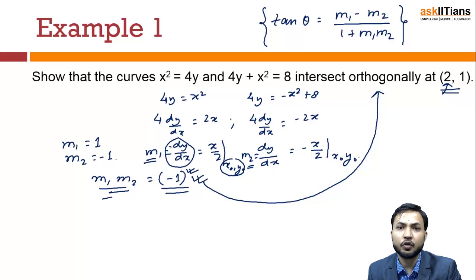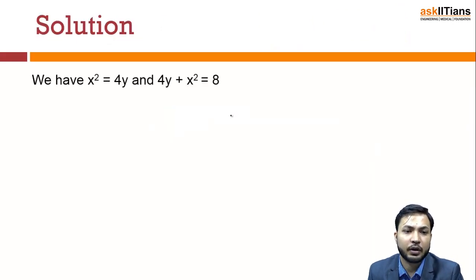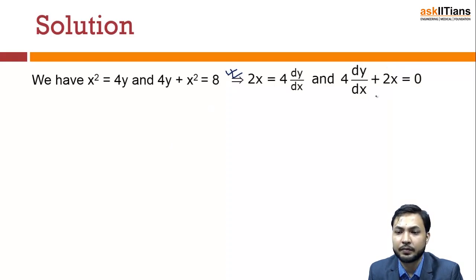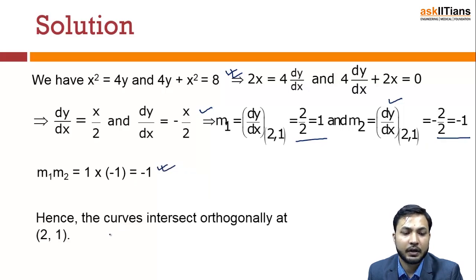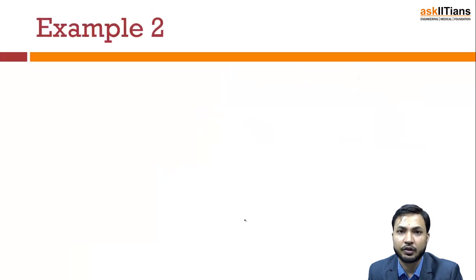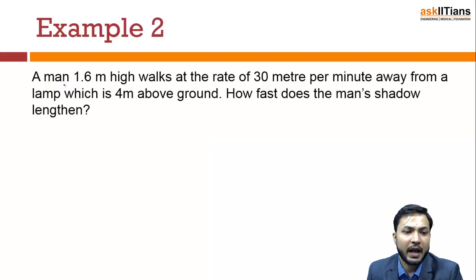Alright, so this was the simple example based on orthogonality. You see, this is exactly how I have solved it. The value is here and the value is here, and this is my orthogonality. So they are orthogonal to each other. Let's look at the next example. Now I have a man 1.6 meters high who walks at the rate of this.